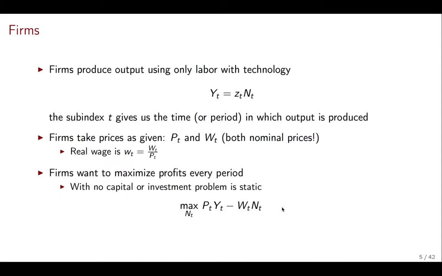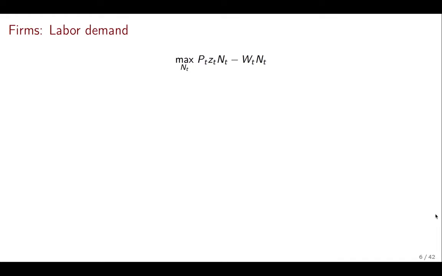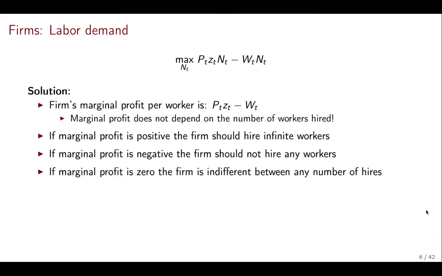So the nice thing here is that the firm's problem is static. So we only need to take it period by period, where they are choosing their labor to maximize profits. Okay, so that seems like a problem we've seen before, and we actually know the solution. The solution is going to be an optimal labor demand. Here I'm already replacing Y with the output function. And we know that the firm's marginal profit per worker is going to be P_t times Z_t minus W_t. Critical here, the marginal profit does not depend on the number of workers they hire. And so it's either always positive, always negative, or always 0.